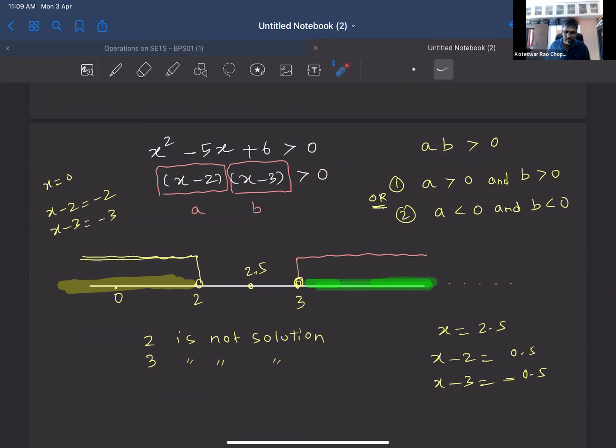Okay, so that means what we are trying to say here is if you take any value here, including 2 and 3, this is not a solution set. Now this is a solution set. But there are so many numbers, right? How do you show all these numbers? So that is again where we are taking the help of intervals. The intervals are there to help us.